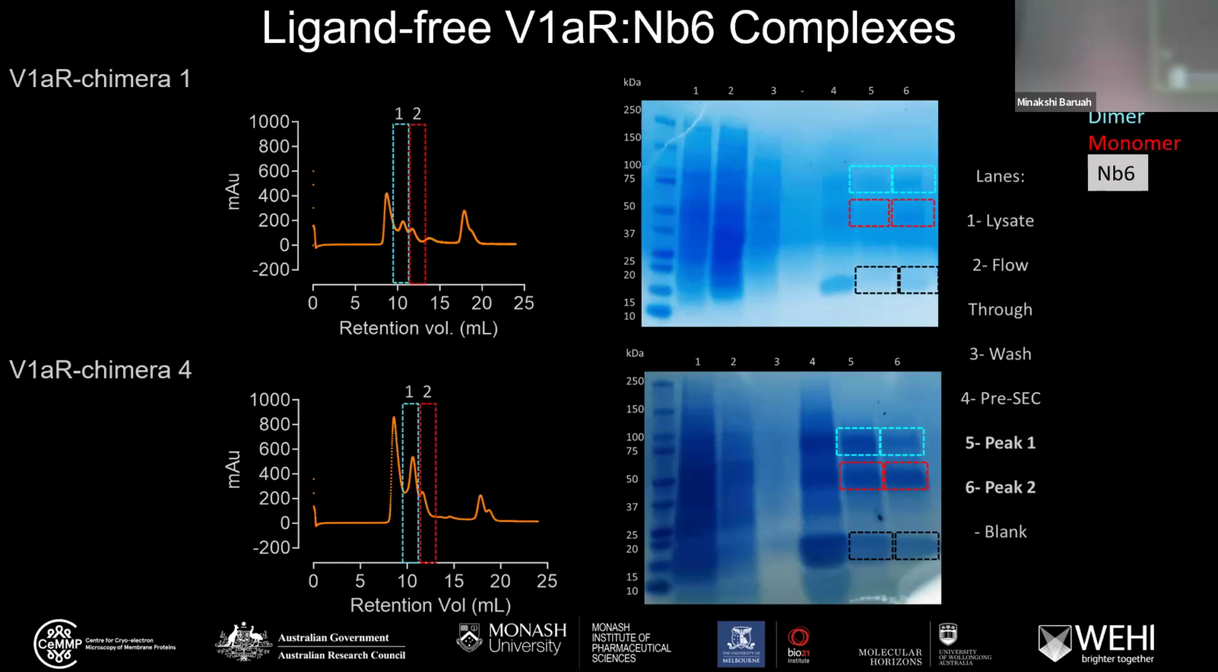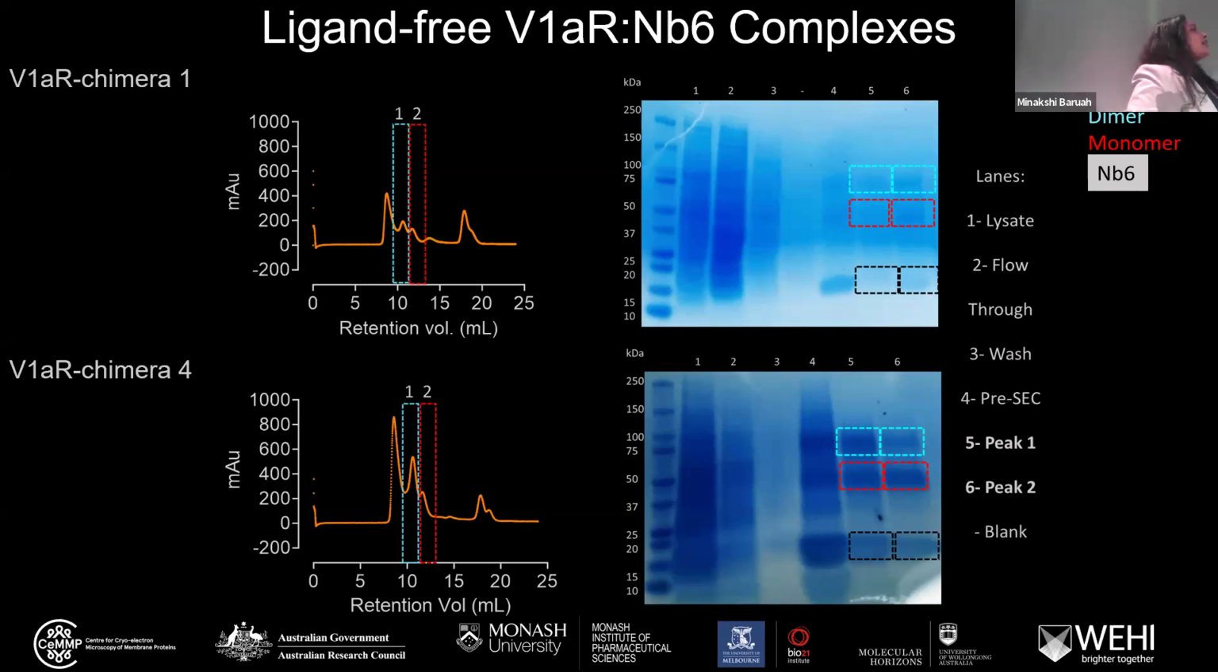Nevertheless, if we look closely, for V1 chimera 1, the amplitude of the peaks is quite small compared to chimera 4. The nanobody 6 band, which is present in both the peaks for both the constructs, is quite visible in chimera 4, not in chimera 1, again suggesting that there might be some stability issue here. That is, the V1 chimera 4 nanobody 6 complex might be more stable compared to chimera 1.